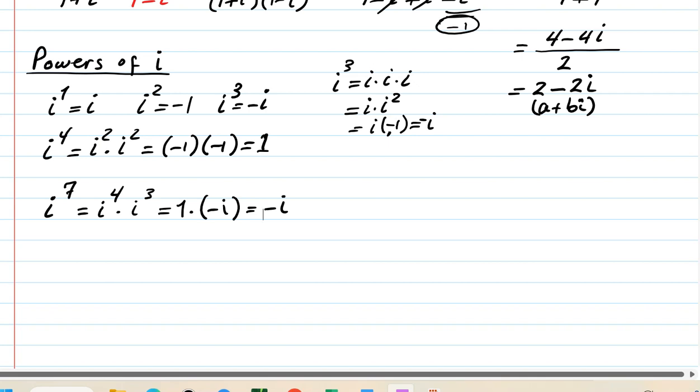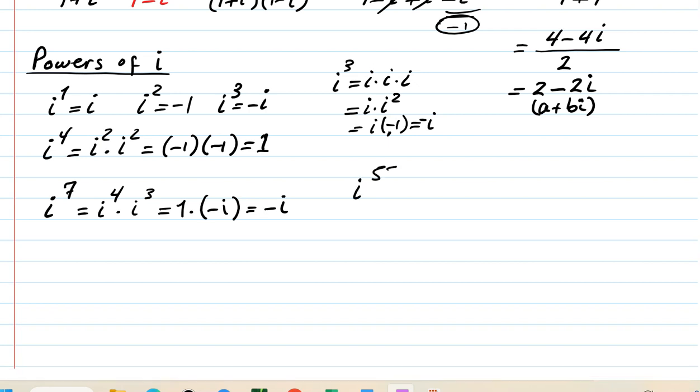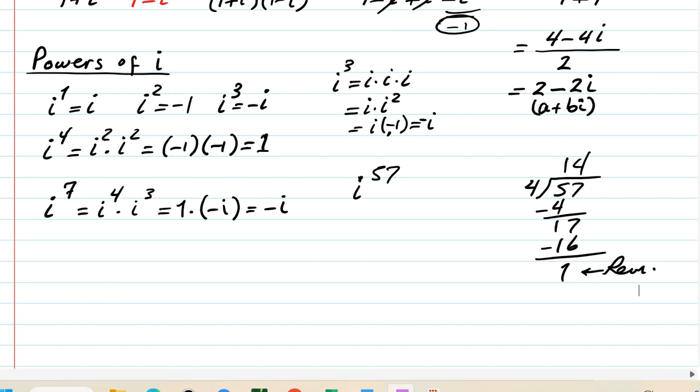Okay, if I want to do, I don't know, I to the 57th power, I don't know why, but we could. Well, to do this, I'm going to see how many I to the 4th can I fit in 57. So let's see, 4, subtract, bring down the 7, 4 times 4 is 16, subtract, remainder is 1, and the quotient is 14. Now that quotient of 14 just tells me that there are 14 whole groups that we can fit in I to the 57th power.